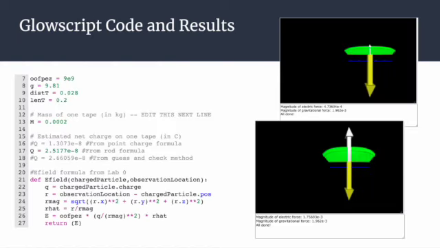Some of the GlowScript code and the results that were found in this lab: you can see I have 3 Q's or 3 charges within the constant section, and this was because the first one was from the point charge formula, the second one was using the rod formula, and then the last one was a guess and check method to determine exactly what charge would give us the same electric force as the force of gravity.